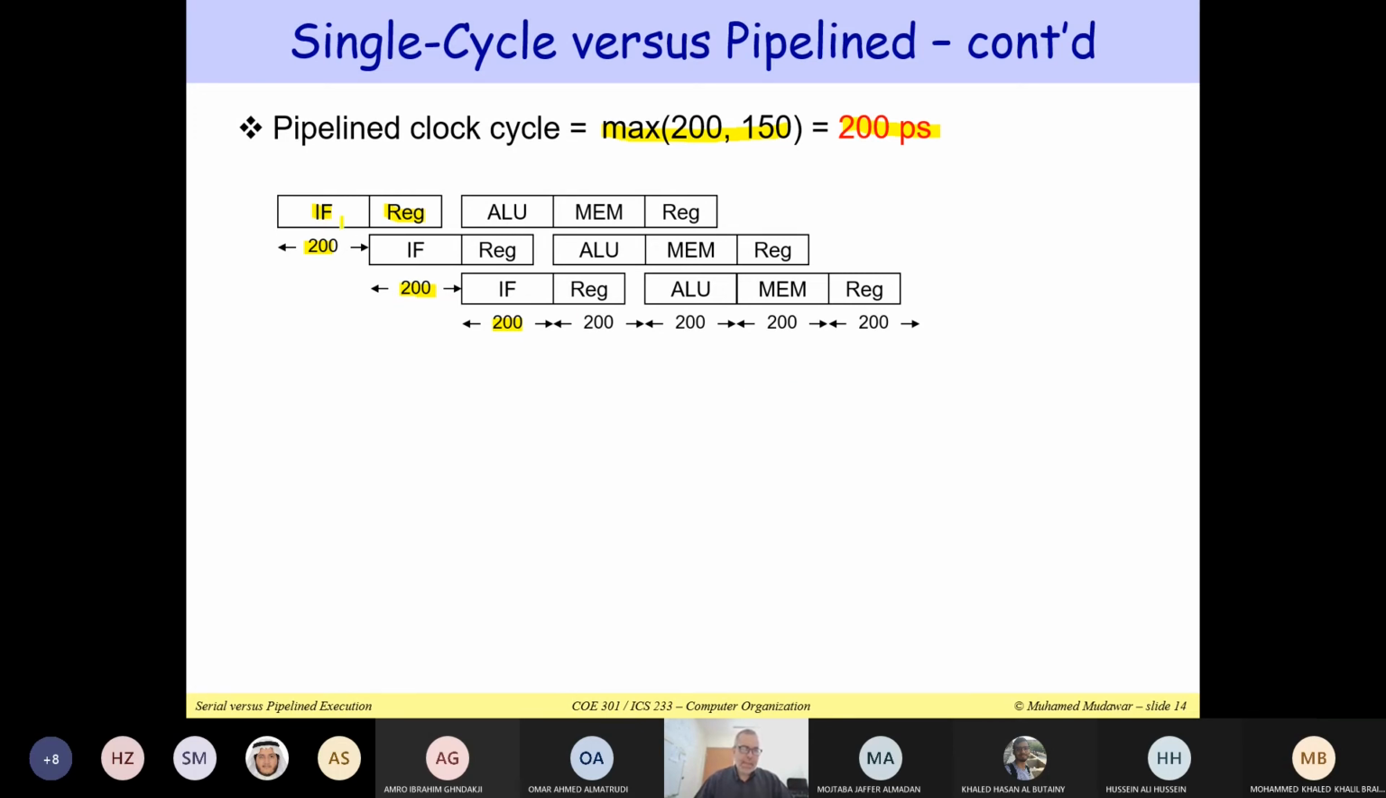And therefore, this is the pipeline execution. So every cycle we fetch one instruction, even before the previous instruction completes. All right, so the question is, what's the CPI? What's the CPI for pipeline execution?